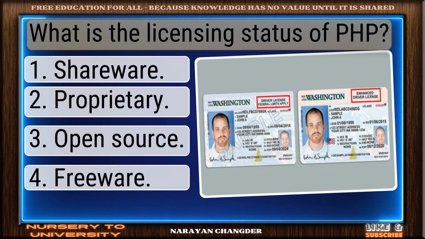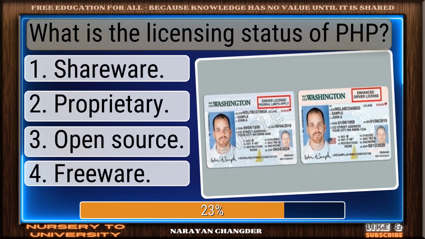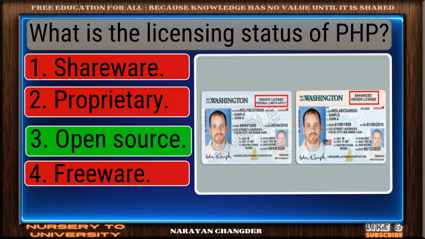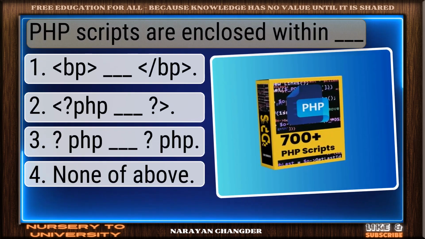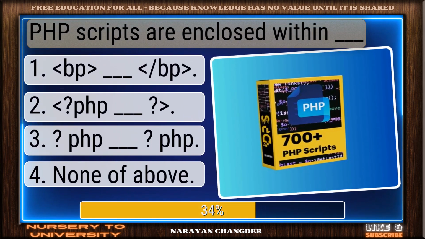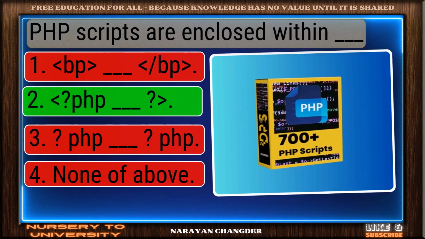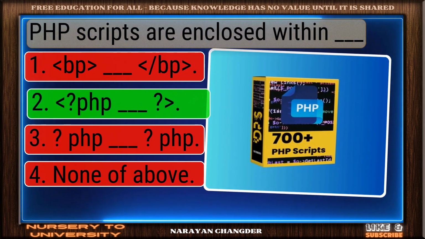Question number 44. What is the licensing status of PHP? Nicely done. Open source is a solid answer. Question number 45. PHP scripts are enclosed within dash. You got it. Your choice. PHP dash. True is right.